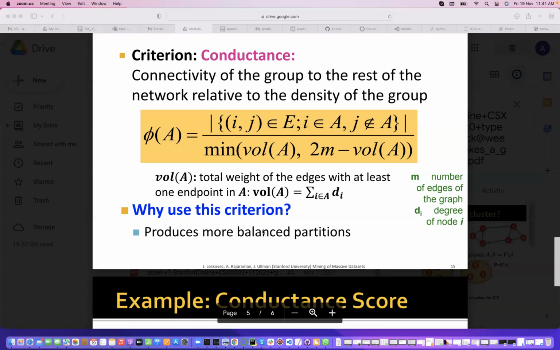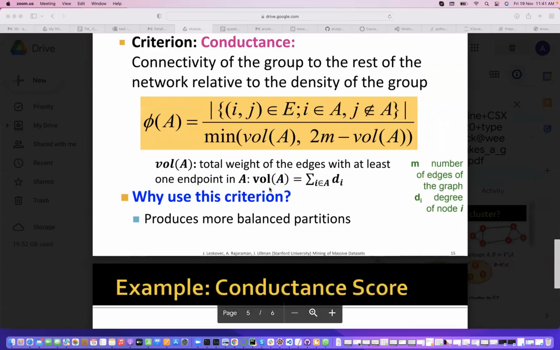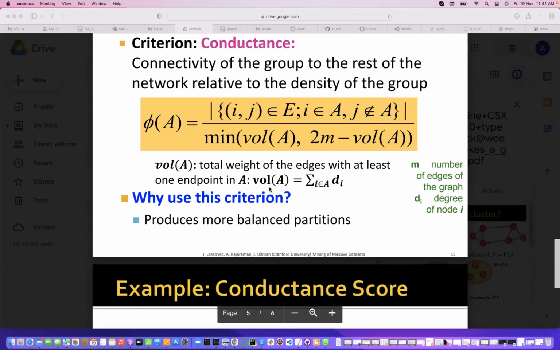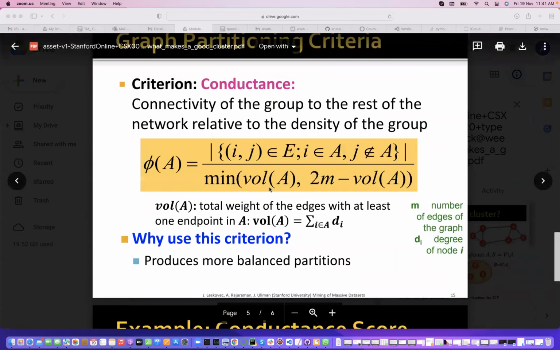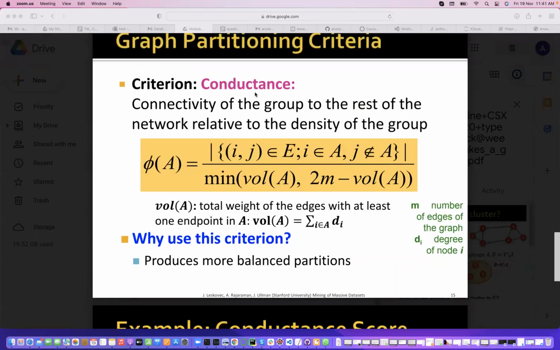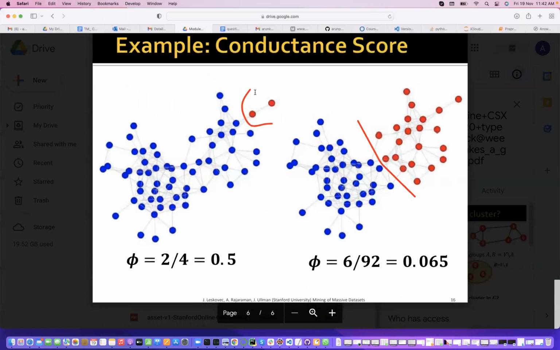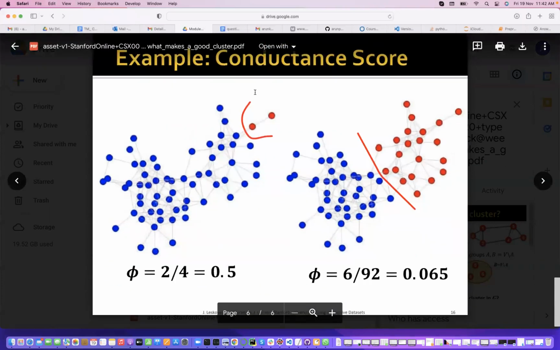So why use this criterion? It produces more balanced partitions. If you use this criterion, the conductance between different clusters should be less or more? Less. So pi A should be less, which means the minimum should be more. The minimum of the 2 values should be a high value, then you will get less conductance.